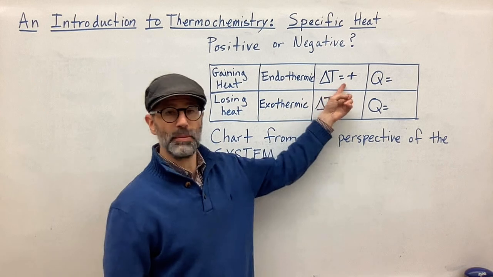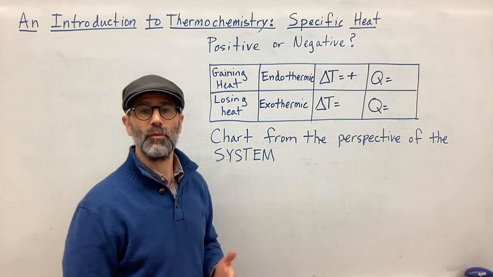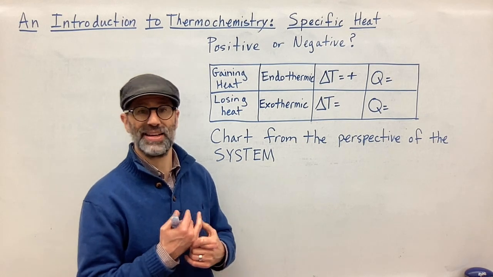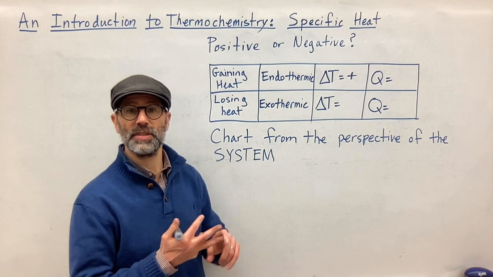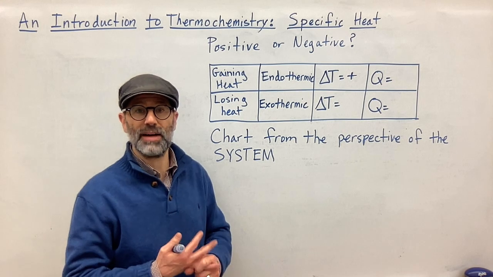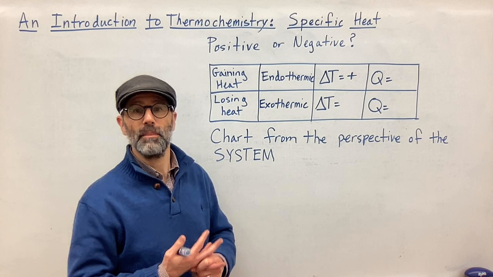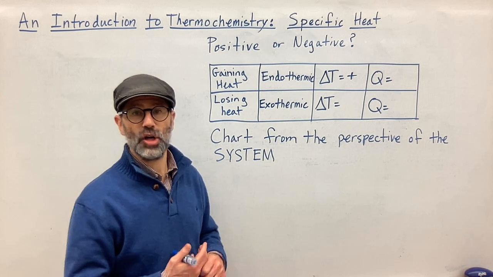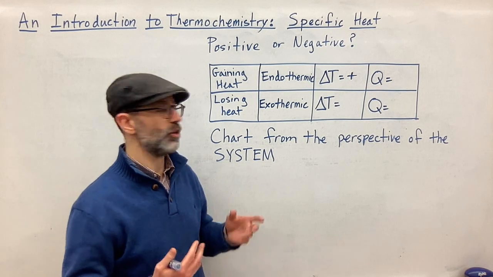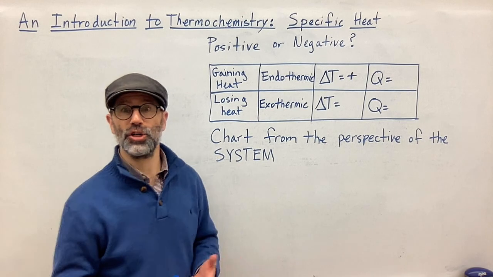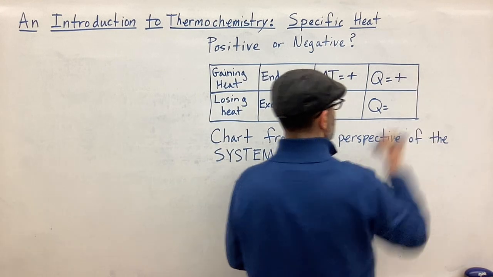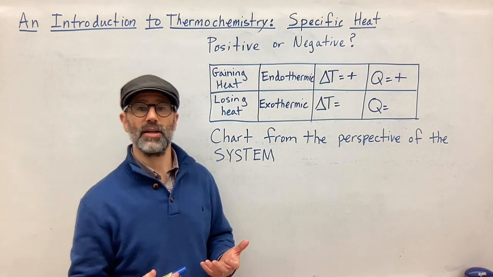If your temperature change is positive, then when you multiply your mass, which is always going to be positive, there's no such thing as a negative mass, and your specific heat, that's always going to be positive as well, because we're talking about the amount of heat that can be gained by a substance. So you're not going to have negative values for your specific heat. And so if your temperature change is positive, then your Q value, the quantity of heat, is going to be positive, which means that heat was gained by the system.